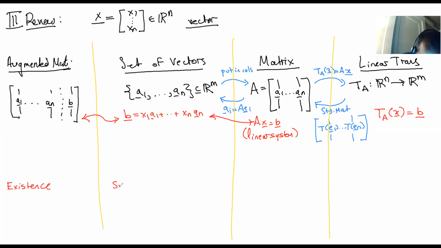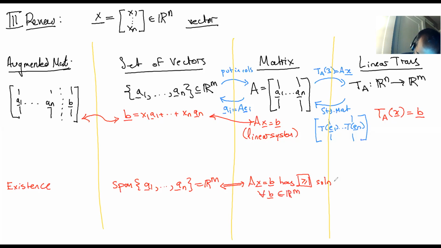You can ask, is the span of these vectors equal to Rm? And that corresponds to an existence question here in terms of the linear system. Really, this is asking, does Ax equal b have at least one solution for every b in Rm? And in the linear transformation world, this is just saying that TA is onto.